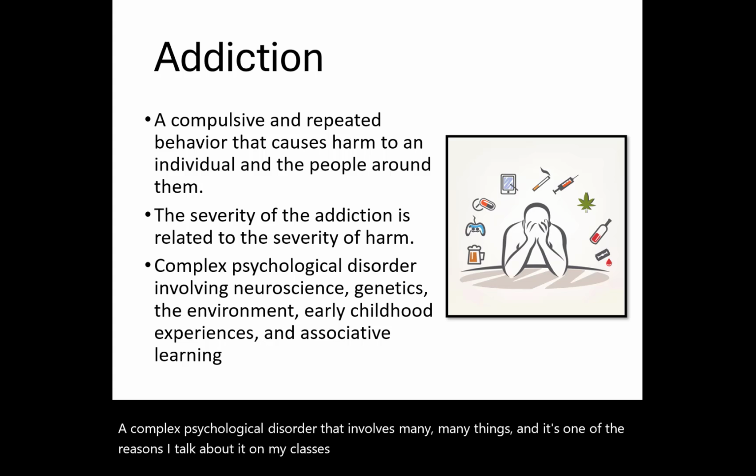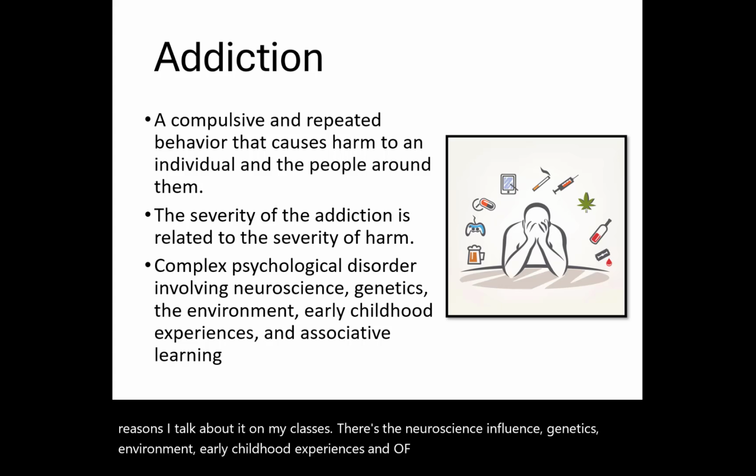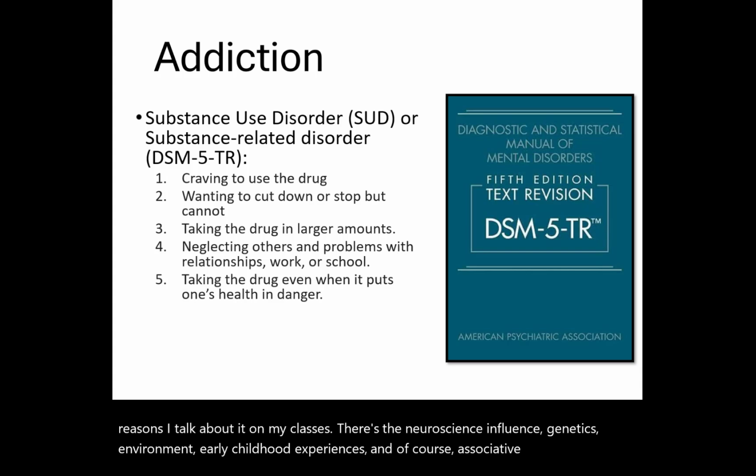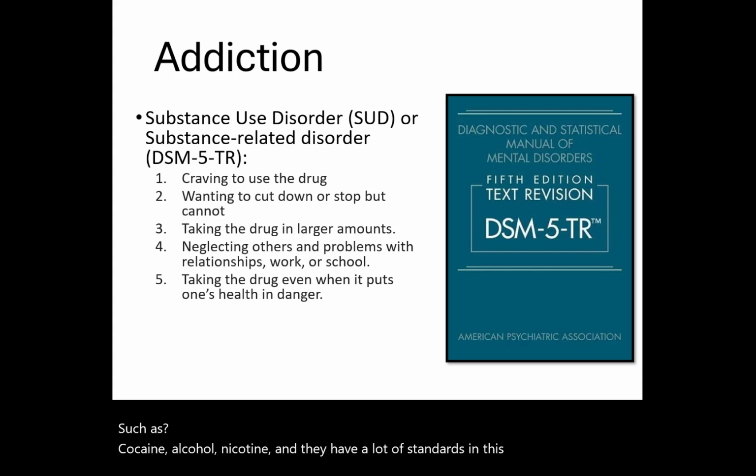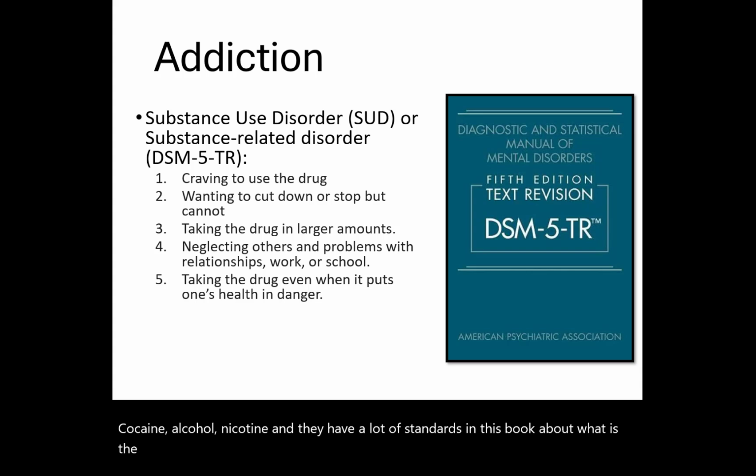There's the neuroscience influence, genetics, environment, early childhood experiences, and of course, associative learning. So the DSM-5 talks about substance use disorder or substance-related disorder. This is related to an addiction to a chemical, such as cocaine, alcohol, nicotine. And they have a lot of standards in this book about what is the criteria for substance use disorder.